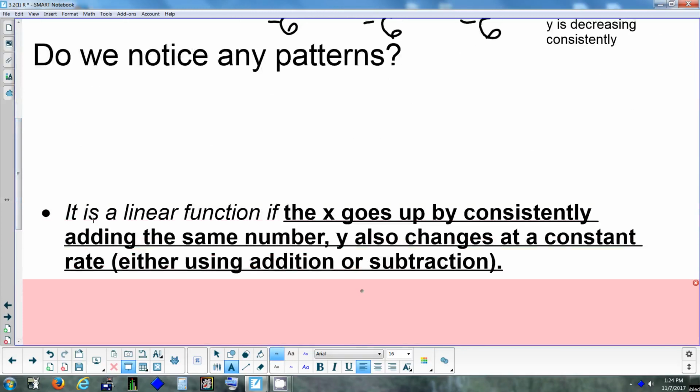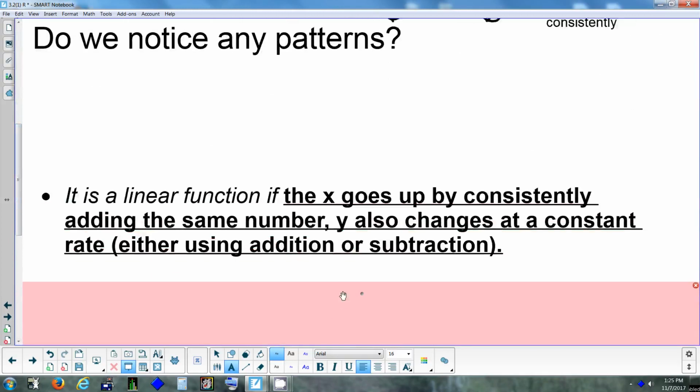So here's the thing. Here's a part of your notes. It is a linear function if the x goes up consistently by adding the same number. We had that in our example, right? The x was increasing by 3 each time. Y also changes at a constant rate, either using addition or subtraction. So the big thing with this is the x has to increase. The x cannot decrease, the x has to increase.